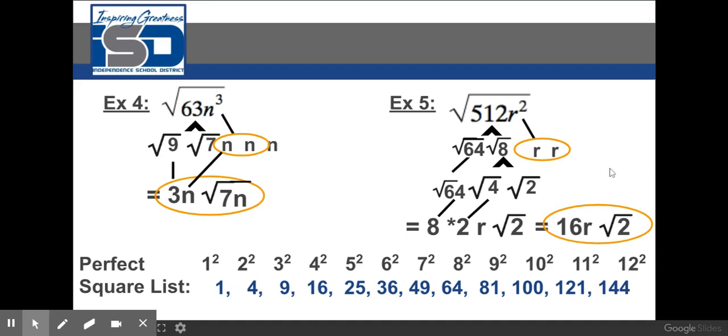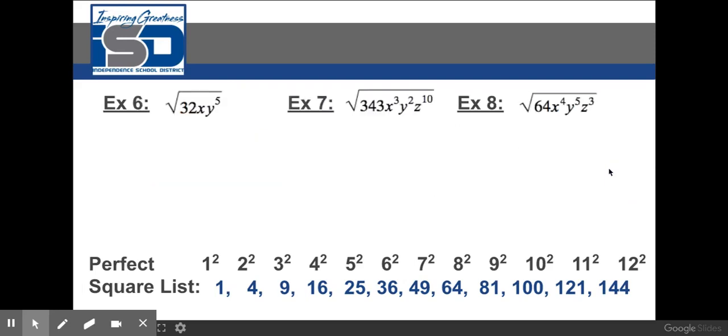But typically, the perfect square list all the way up to 12 will suffice for the problems that you are given. So for examples 6, 7, and 8, if you want, you can go ahead and pause and try to do these on your own. If we look at example 6 and break down 32, the highest perfect square that divided into it was 16. 16 times 2 is 32.